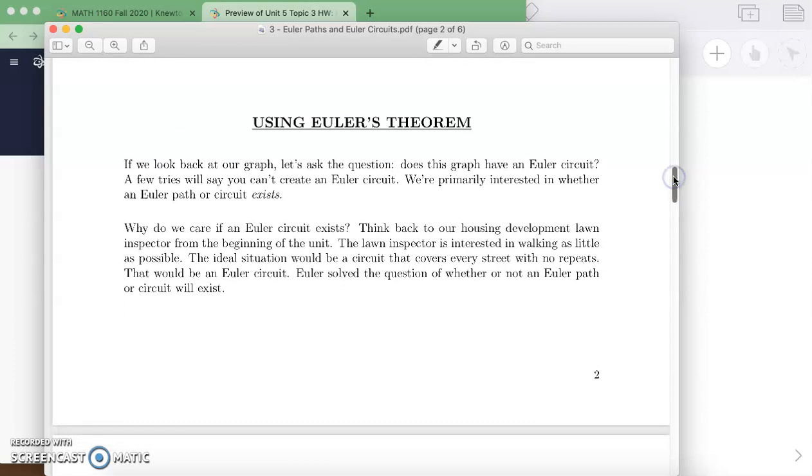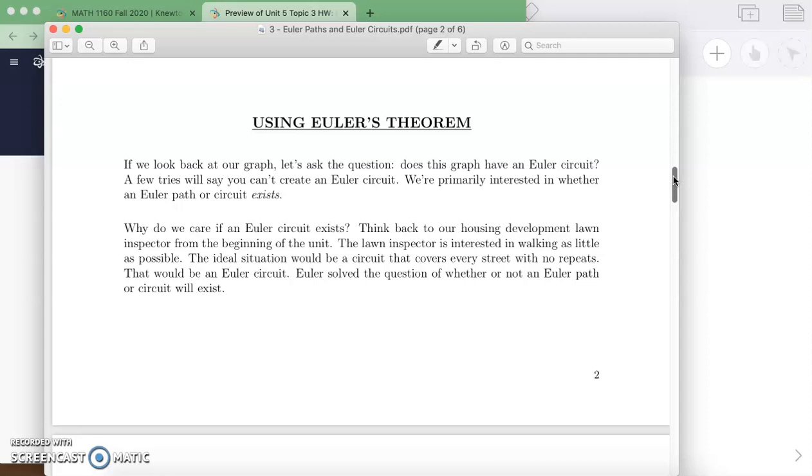Now we have something called Euler's Theorem. If we look back at our graph, let's ask the question, does this graph have an Euler circuit? A few tries will say you can't create an Euler circuit. That's just if you were looking at a graph and trying to find it yourself. You might not be able to see it right away or find it right off the bat. We're primarily interested in whether an Euler path or circuit exists, not necessarily that you can figure it out, but whether or not it exists.